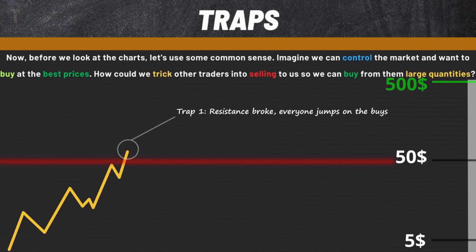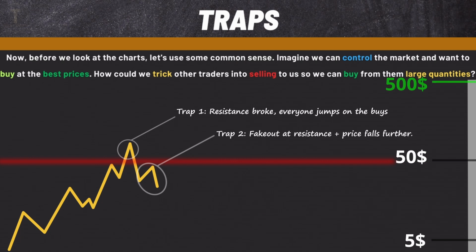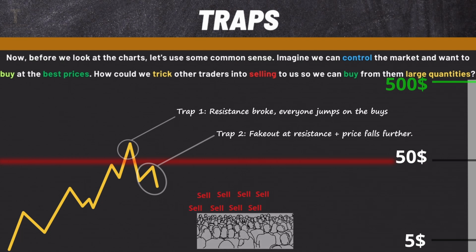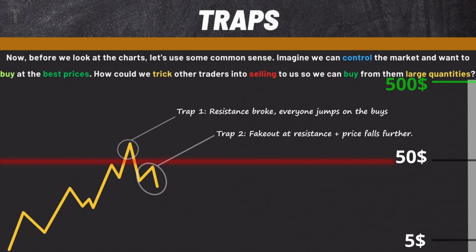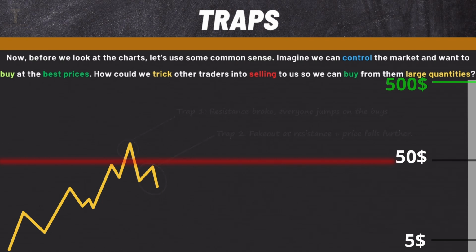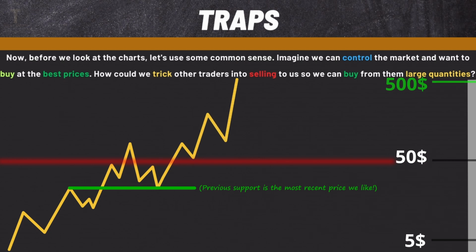First trap, resistance level broke and everyone is buying the breakout. Second trap, buyers get stopped out, and everyone sees this as a fake out at a resistance, so they sell. Furthermore, the price falls even more, reinforcing their belief that the resistance will hold, leading them to place even more sell orders. Now that our trap has worked and many people are willing to sell to us at the low price of $50, we happily buy and drive the price to higher highs. Our trap worked perfectly. As you can see, we've just used a resistance level to execute a trap, a strategy that happens often across all time frames.